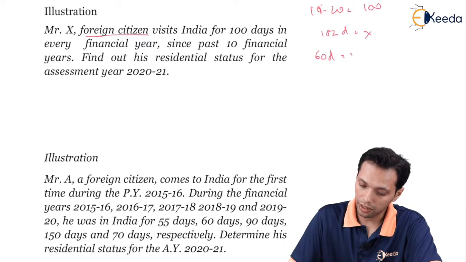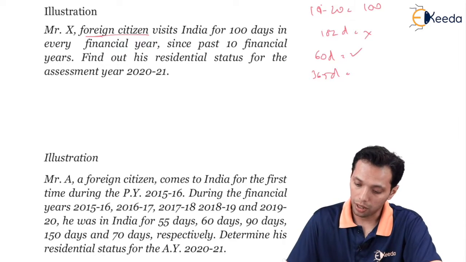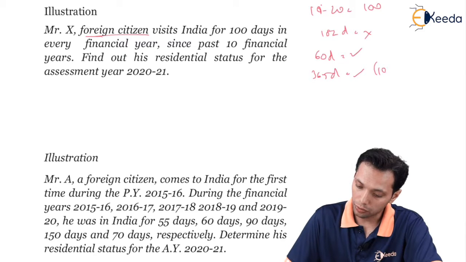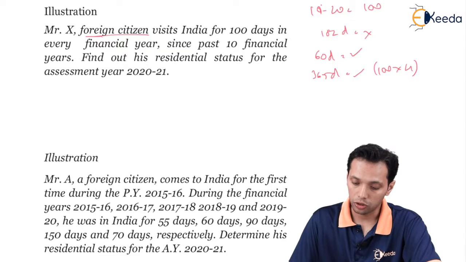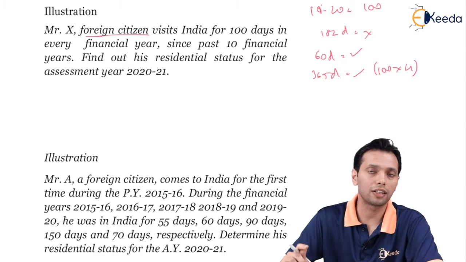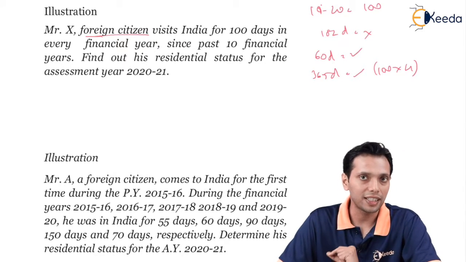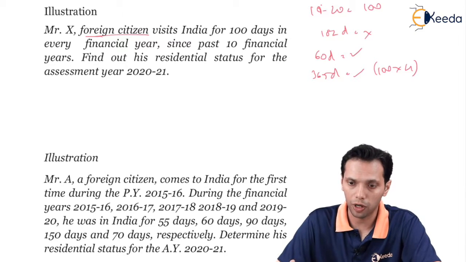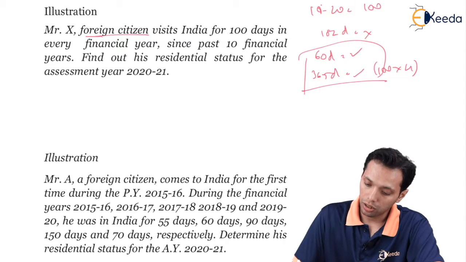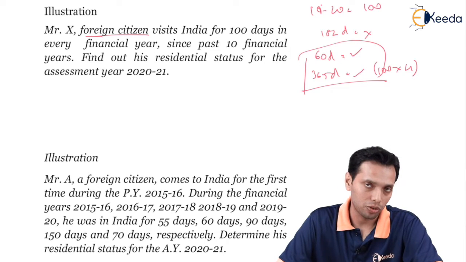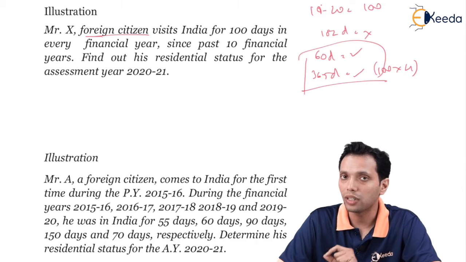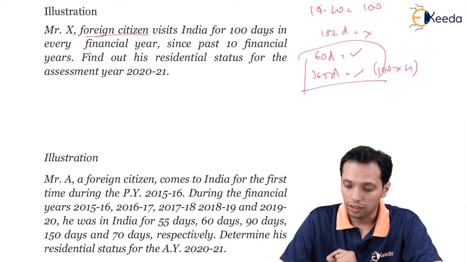60 days criteria is yes, and 365 days criteria would get satisfied because 100 days for the past 4 years is 100 into 4, so it's exceeding 365 days, that is 400 days. So 60 days criteria is getting satisfied over here. And to add on the exceptions to the rule of 60 days, here it won't be applicable to the foreign citizen.